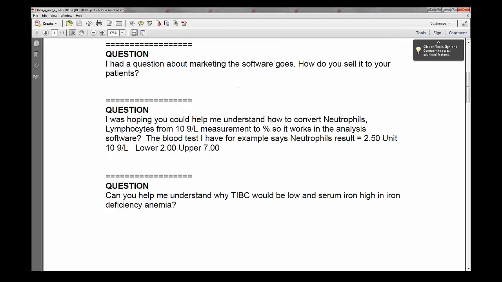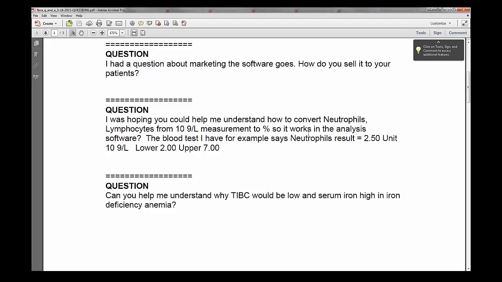Next question here. I was hoping you could help me understand how to convert neutrophils and lymphocytes from 10^9/L measurement to percentage. Okay, I answer this question so many times. I love it because it means that people are really looking. So let's go over the answer to this one.